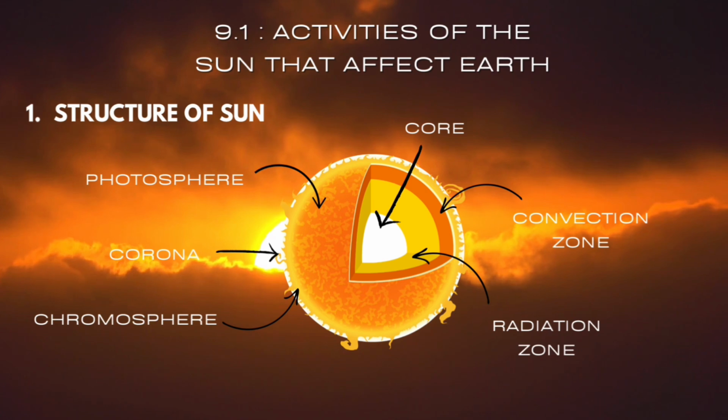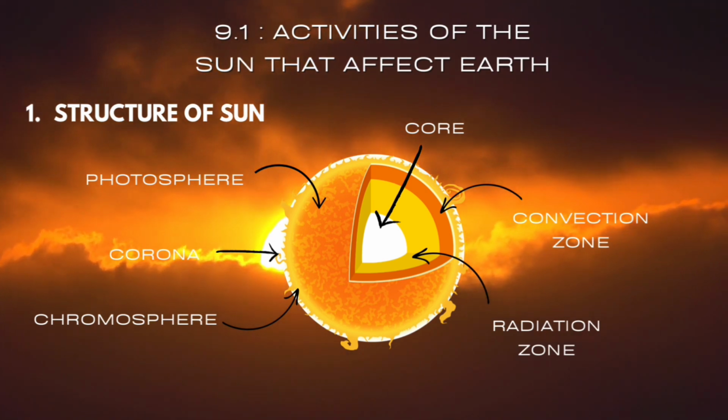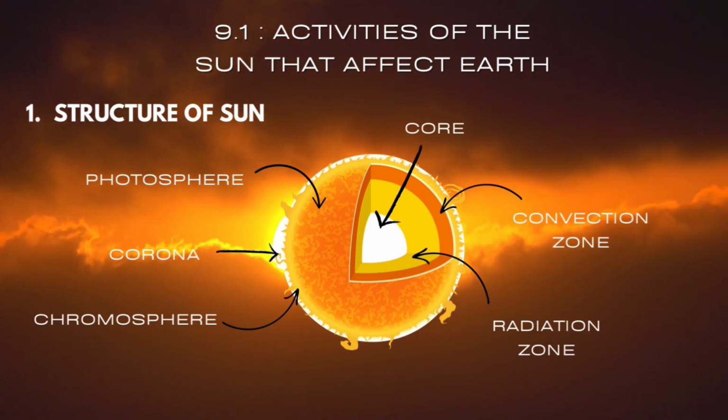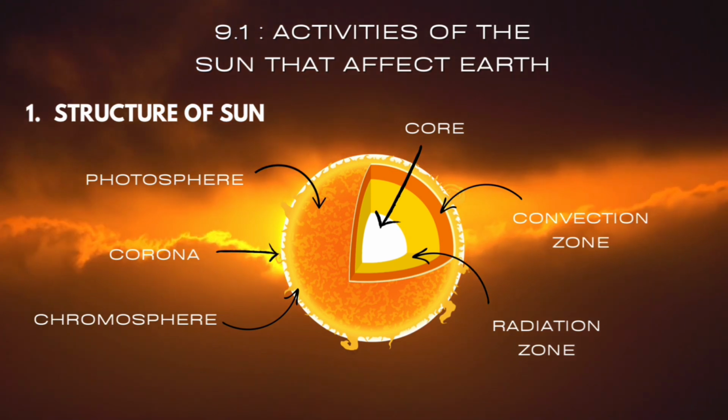Next, we have the chromosphere, located above the photosphere. This layer is about 2,000 kilometers thick and has a temperature ranging from 4,500 to 20,000 degrees Celsius. And the last one is the corona. The corona is the outermost layer. The corona extends millions of kilometers into space and is much hotter than the layers below it.